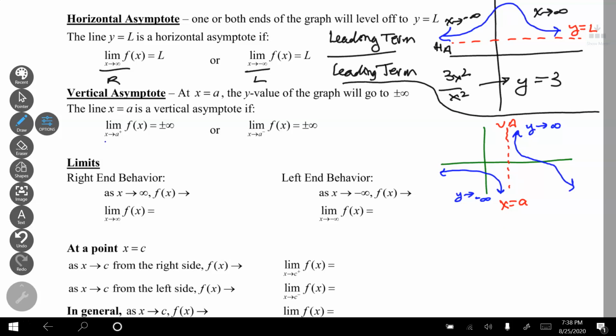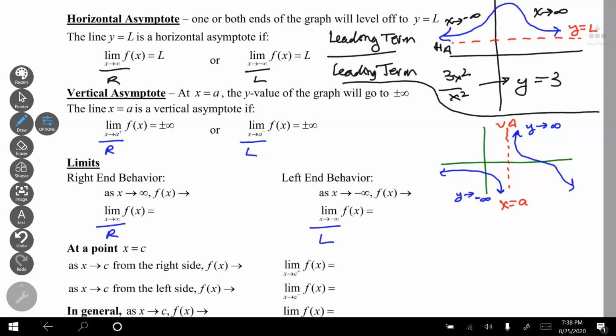So we say as x approaches a with the little plus sign is from the right side, and as x approaches a with a little negative sign is from the left side. And on either side of the VA, the graph is going up forever or down forever, depending on the function. Limits for end behavior: the right side is infinity, the left side is negative infinity.